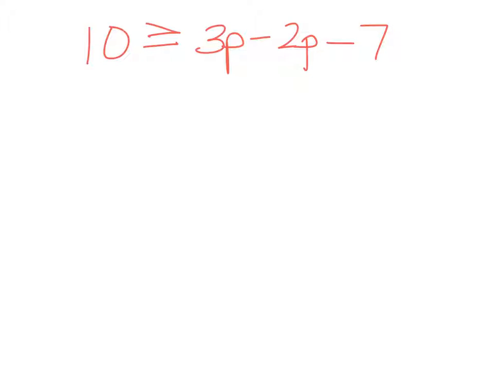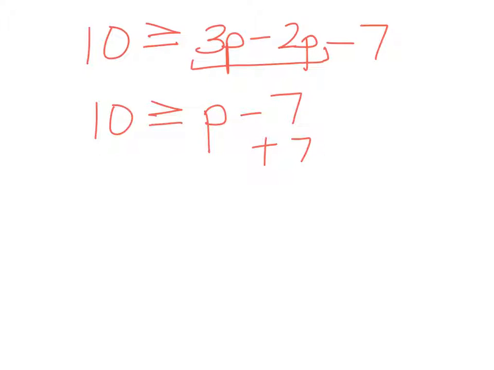All right, I want you to look at it right now and work it out. I'll give you a few seconds. Do you have it? Okay, here we go. I'm going to combine like terms. My like terms this time are a positive 2p and a negative 3p. So I have 10 is greater than or equal to p minus 7. Huh, easy. Add 7 to both sides to get rid of that negative 7. And I have 17 is greater than or equal to p.